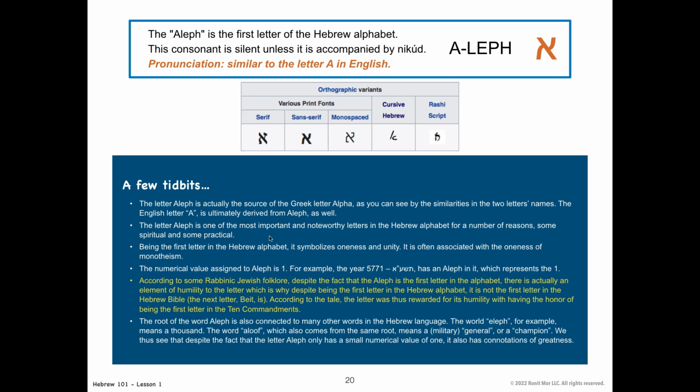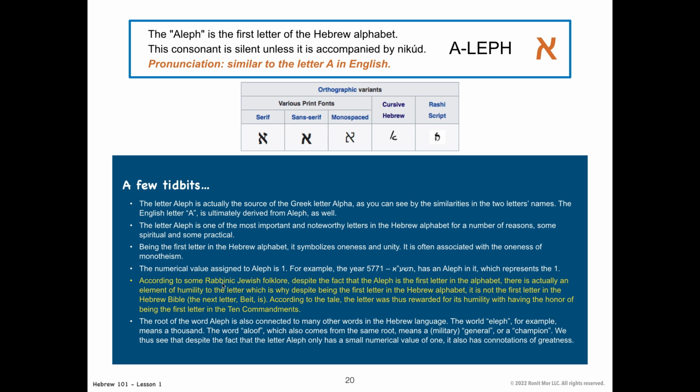The letter Aleph is one of the most important and noteworthy letters in the Hebrew alphabet for a number of reasons, some spiritual and some practical. Being the first letter in the Hebrew alphabet, it symbolizes oneness and unity. It is often associated with the oneness of monotheism. The numerical value assigned to Aleph is 1. For example, the year 5771 in Hebrew is written with the letters Taf Shin Ain Aleph, and the Aleph represents 1.